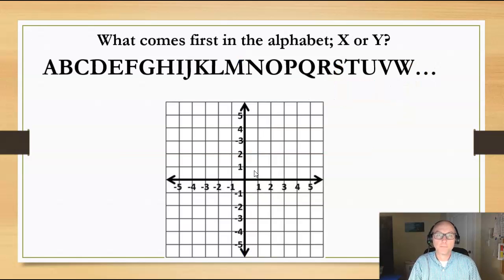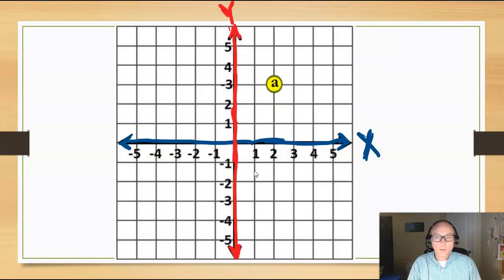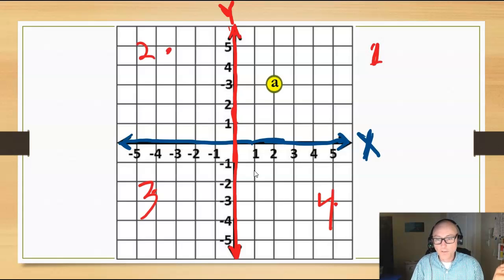Okay, ABCD, what comes first? And you guessed it, X. All right, so now we've got some new material. We're going to plot around the clock tonight. First of all, this is quadrant 1. Everybody knows that, right? I hope. What quadrant is this? You guessed it too. What about this one? 3, and this one, 4. That's just a quick review.